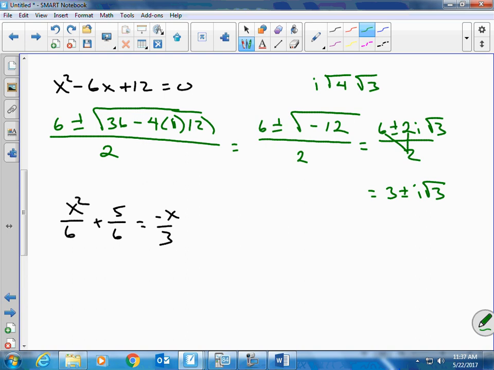The square root of the negative is i. 12 breaks down into 4 and 3. Square root of 4 is 2.